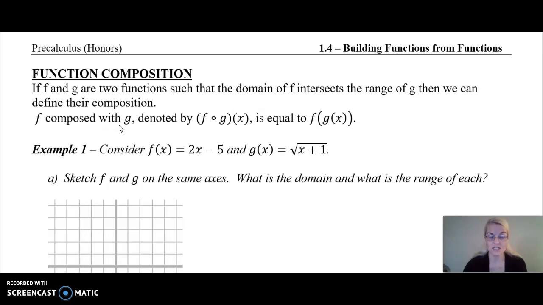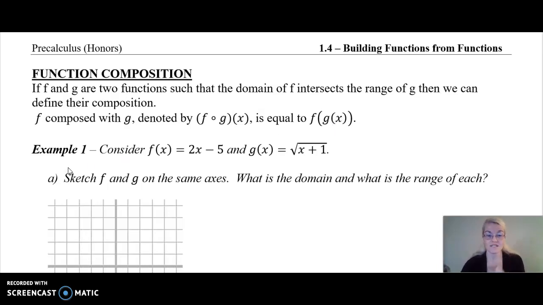So f composed with g is denoted by f ∘ g, and that's how you read that little open circle, "composed with g." It's equal to f of the function g of x. So wherever we see x in our function f, instead of just putting x, we put the entire expression of g of x.